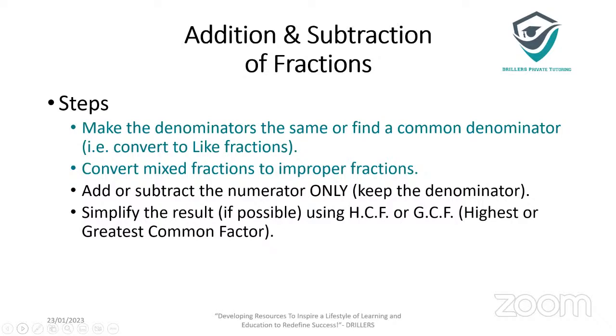The next step is that you're going to add or subtract the numerator only. So you're going to keep the denominator. You're not going to do anything with that. So add or subtract the numerator only and simplify the result using the HCF or the GCF, so highest or greatest common factor. We're going to look at that.